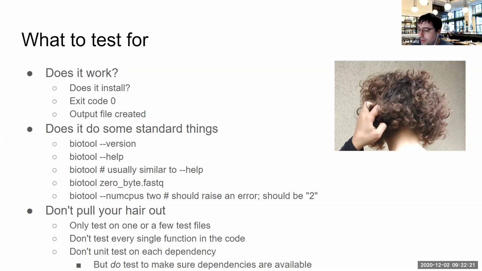Don't pull your hair out though. I know this is an international crowd, that means don't make yourself go crazy. Don't test for every single thing. That's not going to be sustainable on your unit test. So test your unit tests on only one or a few files. Don't test it on a million files. Don't test every single function in the code. The code might have 100 different functions. You can't test every single one of those. So test the major workflows, or test a single major workflow.